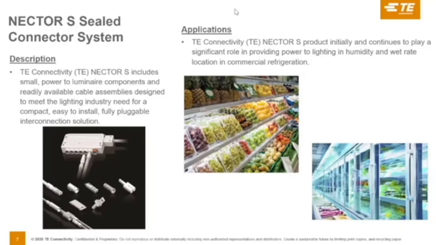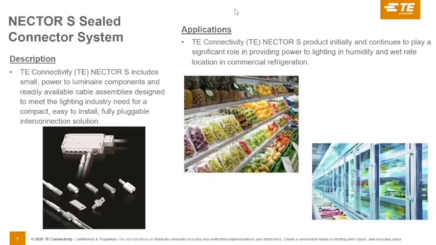All these applications have moisture present, there could be humidity present, and with the fact that a lot of the products that are behind these containers may need to be washed down, it could be a wet rated location. So TE had a very interesting product that we developed even before these types of products were designed in LED lighting into their applications. TE developed a Nector S seal connector system.